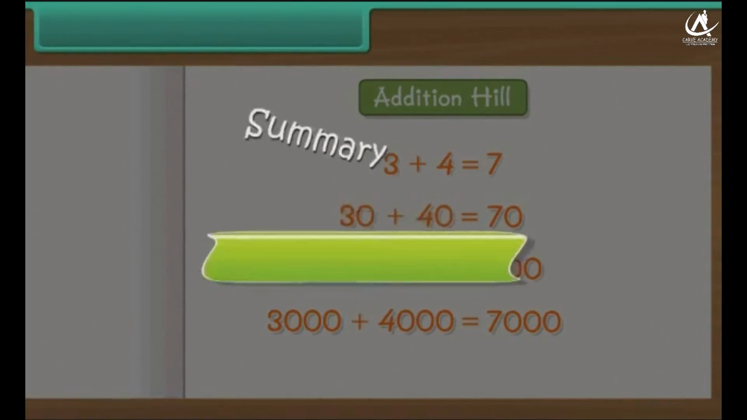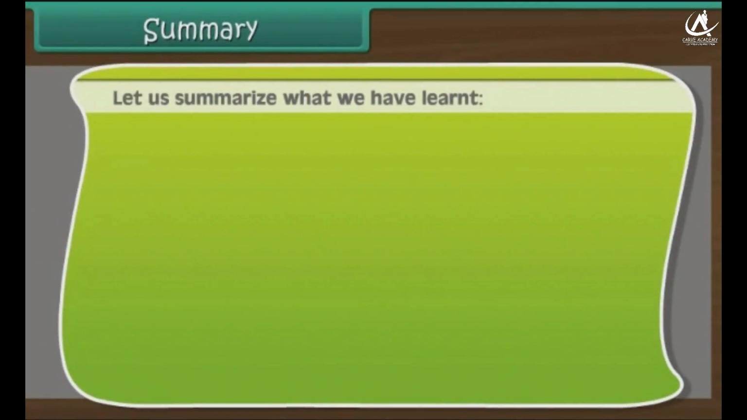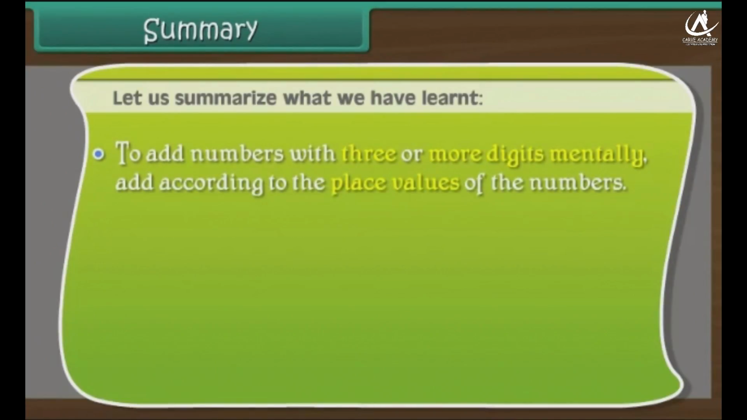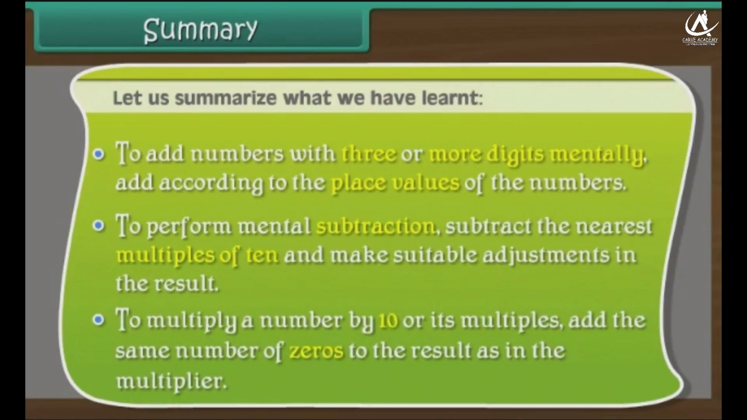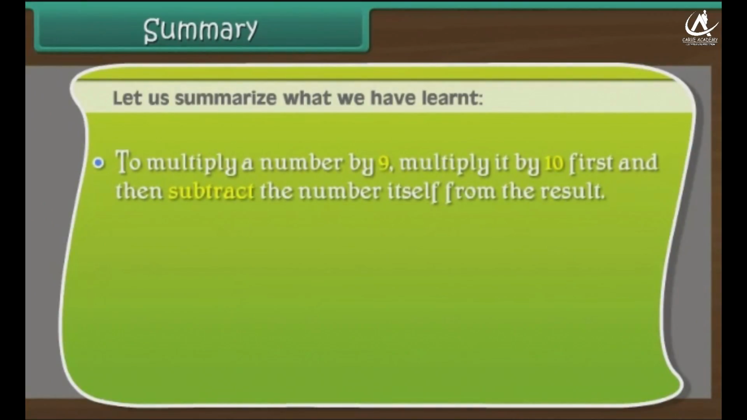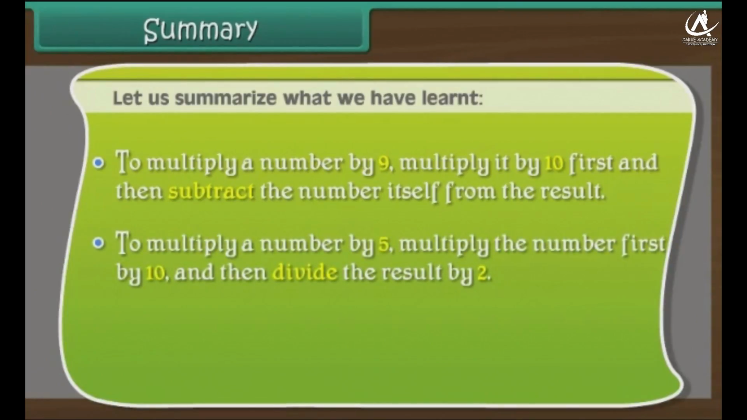Summary. Let us summarize what we have learned. To add numbers with 3 or more digits mentally, add according to the place values of the numbers. To perform mental subtraction, subtract the nearest multiples of 10 and make suitable adjustments in the result. To multiply a number by 10 or its multiples, add the same number of zeros to the result as in the multiplier. To multiply a number by 9, multiply it by 10 first and then subtract the number itself from the result. To multiply a number by 5, multiply the number first by 10 and then divide the result by 2.